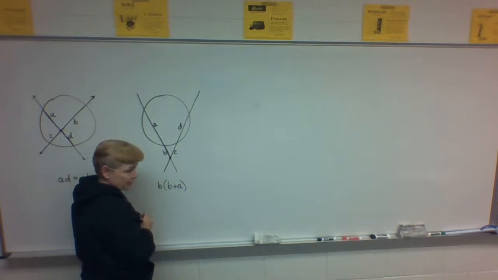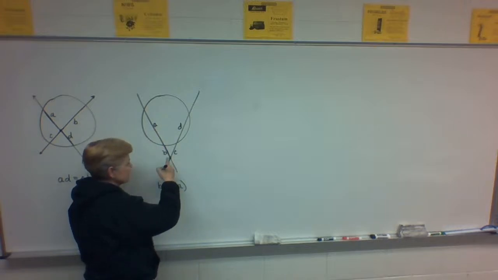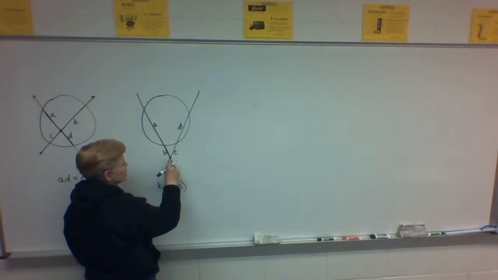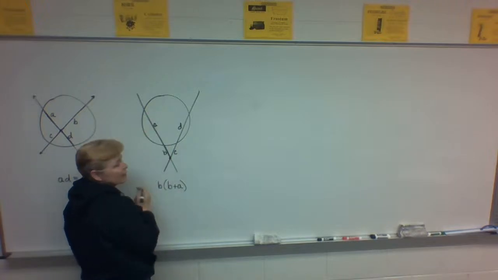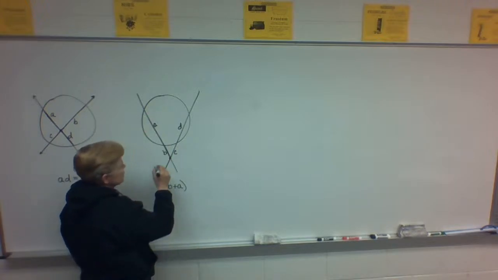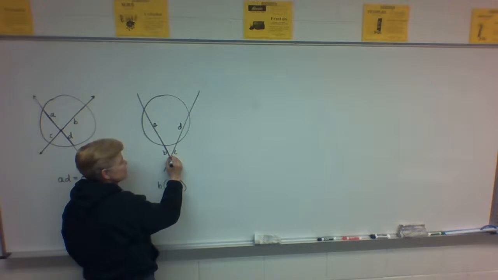Did you catch that? It's not B and A. It's B times B plus A. Because the distance from the cross point to the other edge of the circle when it's out here is B plus A all the way to that back end. So it is the segment from the cross point till you hit the circle.